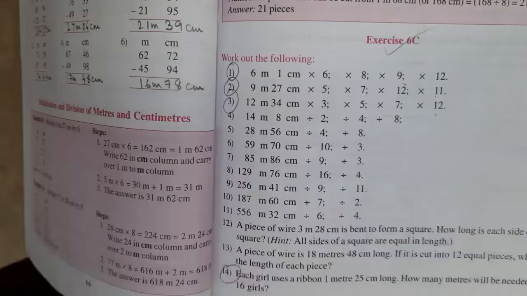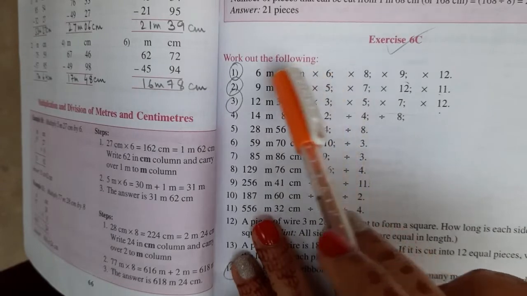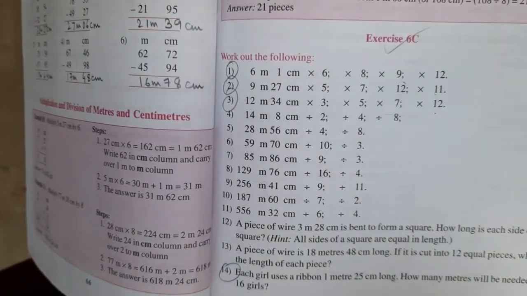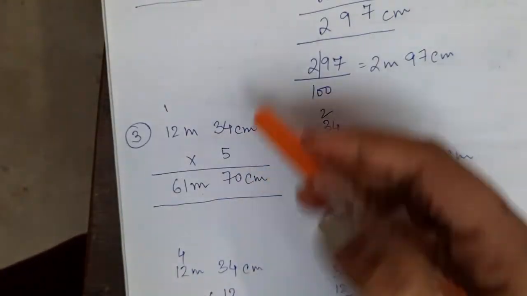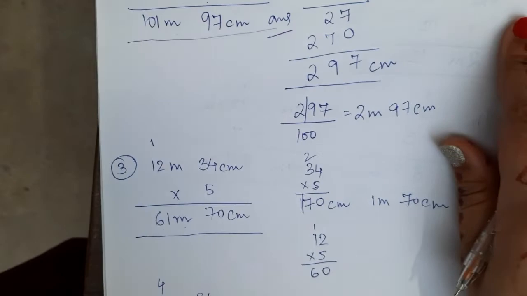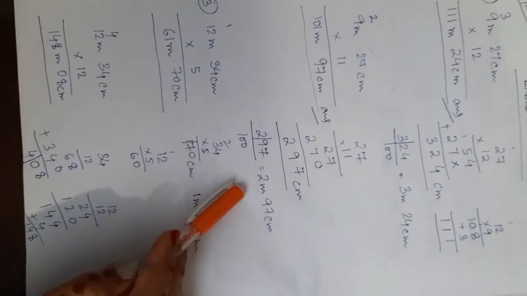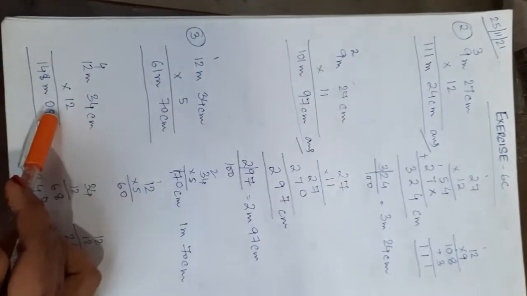Clear, students? So now we have properly learned how to do these sums, isn't it? In the first one it was 1 centimeter, so we were easily able to get the answers. But what happens when there is a 3-digit number? In these sums we were getting 3 digit numbers. Then what did we do? We converted into meter and then carried it forward like this. Okay.